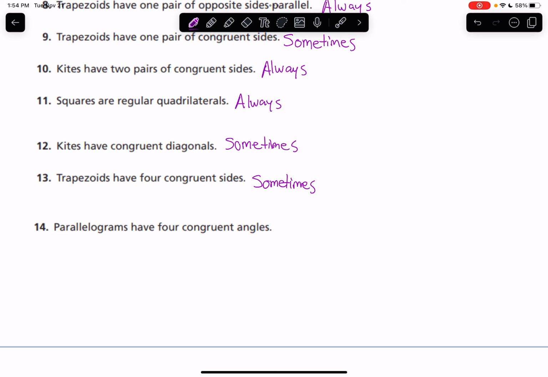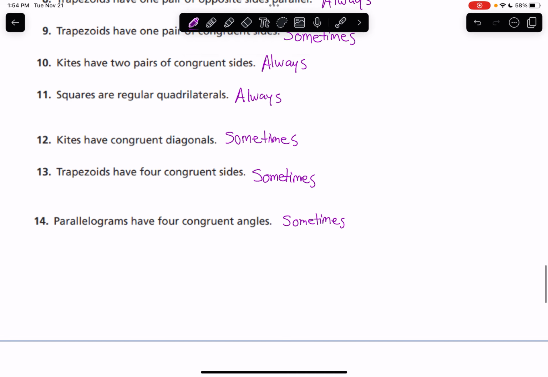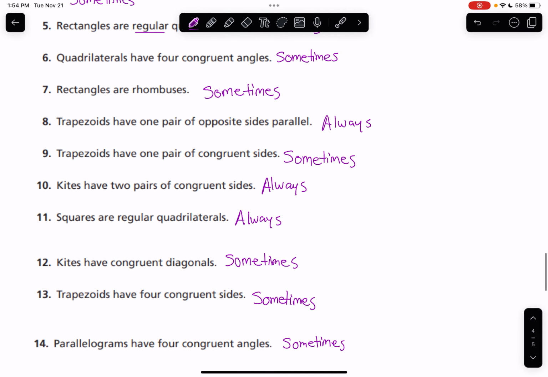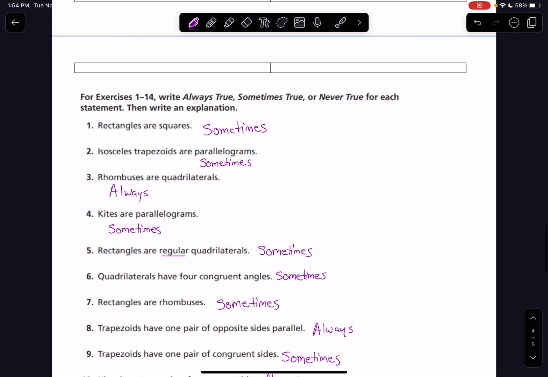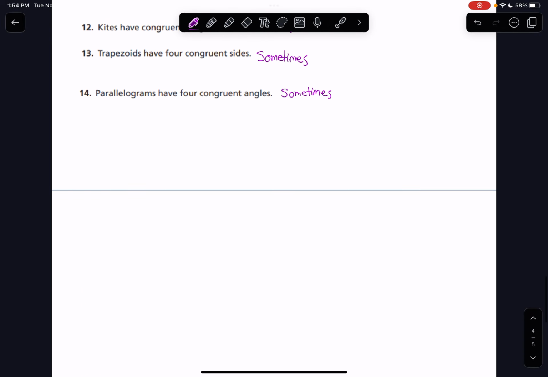Parallelograms have 4 congruent angles. Some parallelograms are rectangles, so parallelograms sometimes have 4 congruent angles, and other times they don't. So this is more of an always, sometimes statement set instead of always, sometimes, never. But those are what we've got there.